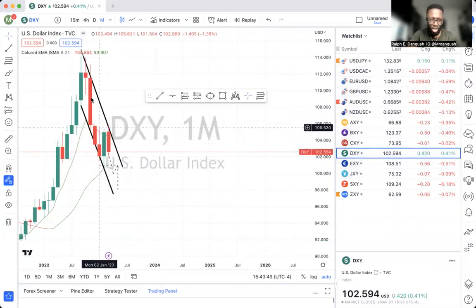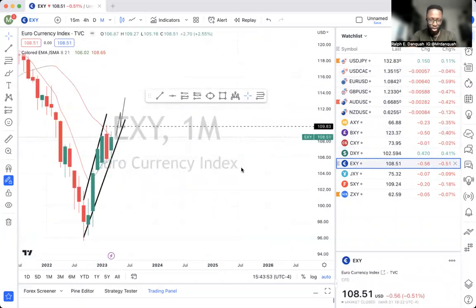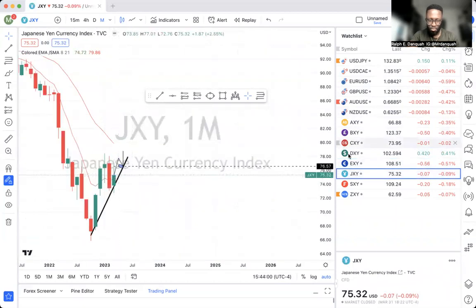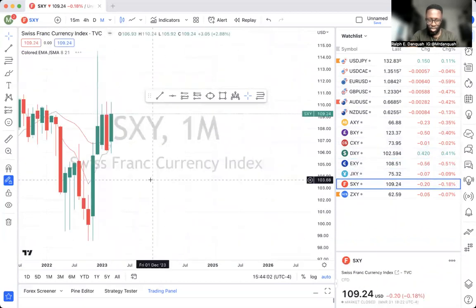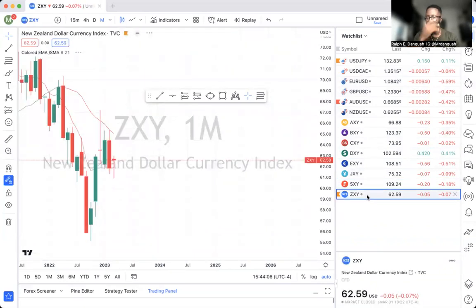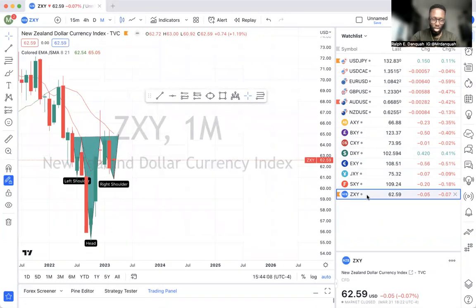Look at the US dollar. Look at the candles before. Right. Last month. Look at euro. All right. Look at JXY, which is the yen. Right. Look at Swiss. Look at this month. And look at New Zealand dollar.